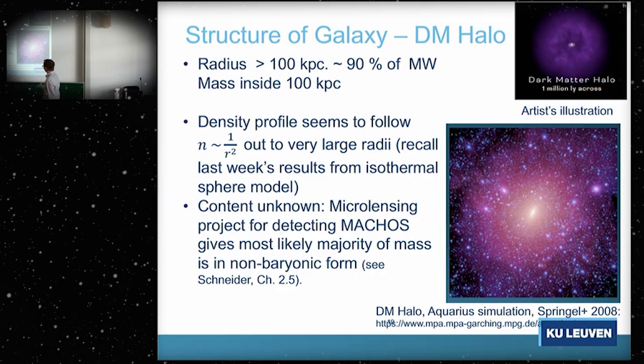So there has been microlensing to try to see whether the halo could consist of such baryonic massive compact halo objects. But the main result from those is that the majority of mass is likely to be in non-baryonic form, okay? If you want more details on this, I refer you to Peter Schneider's book, where he discusses this in section 2.5. Gravitational lensing is, of course, his speciality, so this is done in a very good and detailed way in his textbook.